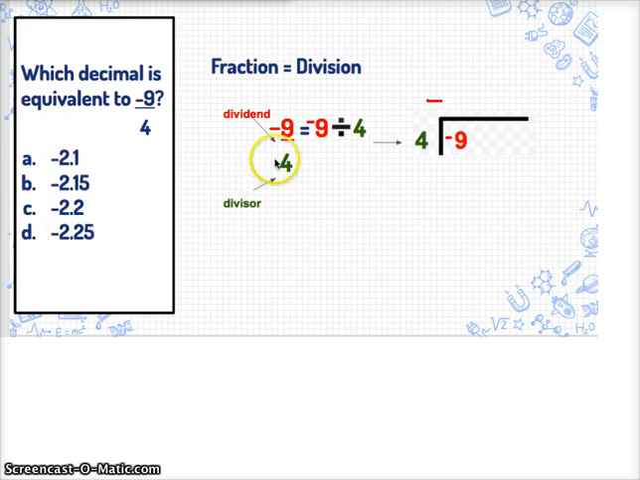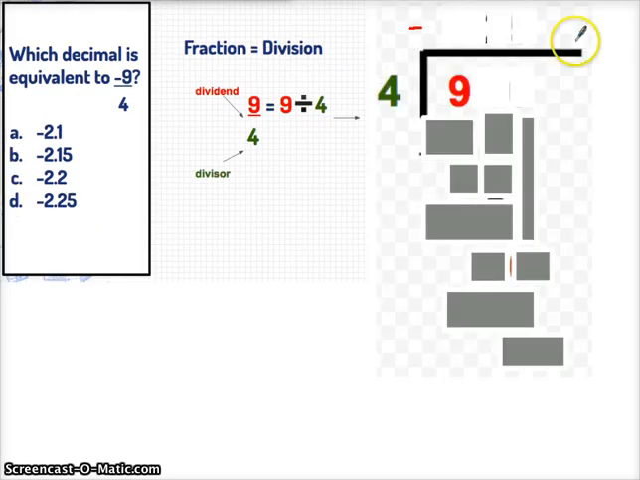So if we say that negative 9 is the dividend and 4 is the divisor, then we are dividing negative 9 by 4. The dividend goes on the inside and the divisor goes on the outside. Since I know that my answer will be negative, I'm going to put the negative up here now so I don't forget it later. And then we divide. 4 goes into 9 twice. 2 times 4 is 8. I subtract and get a remainder of 1.